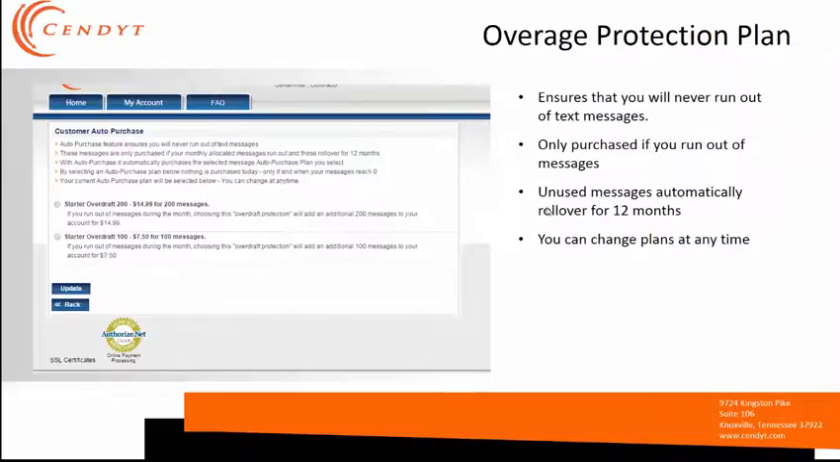If you don't use all of these, any unused messages automatically roll over. And you can also change plans at any time. You can move up to a plan, or you can discontinue the plan. Also, with any of our plans that we talked about earlier, our subscription plans, you can also move up and down within those plans without any problems or issues as well. So really a great tool to have is this overage protection plan. It really ensures that your messages keep going out. So I highly recommend that you pick one of these two plans.